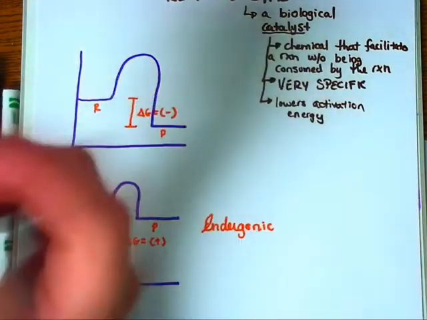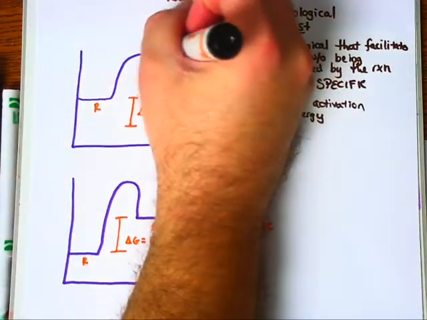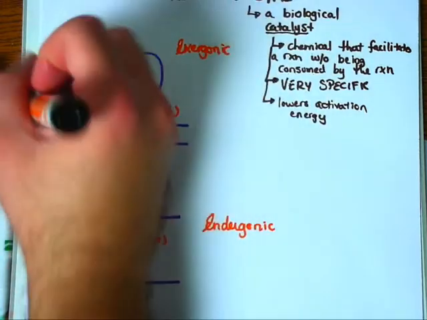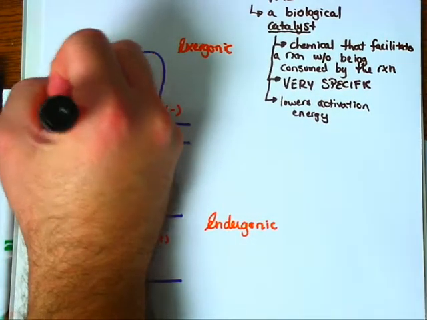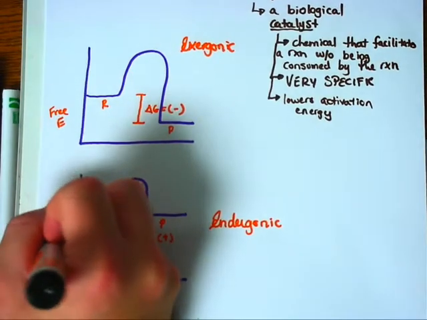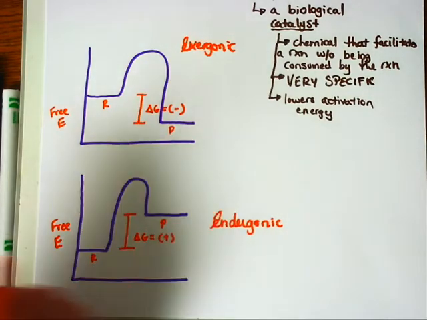Now, let's go back to that real quick. Which do you think is a likely reaction, the top one or the bottom one? The top one, because it's exergonic, right? Because there's a release of free energy. Remember, whenever there's a release of free energy, it's going to be a reaction that could happen. If there's a gain of free energy, it's going to be unlikely, because a gain of free energy means something has to power it.